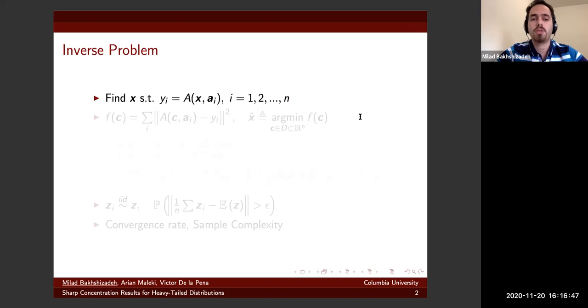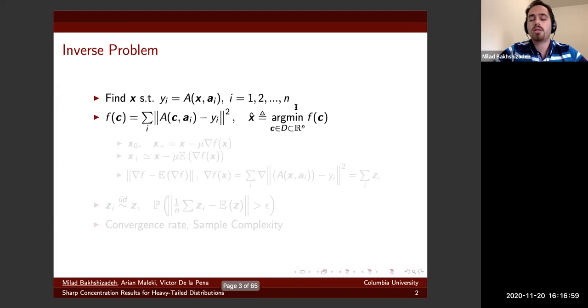In inverse problems, we are interested in recovering a signal x from its measurements y1 to yn. In the measurements, some sensing vectors a_i are involved, which are sometimes random. It's quite usual to define a cost function like this and minimize it to estimate the signal x. To solve this optimization problem, stochastic gradient descent is a common method where we start from a good initial point x0, and at each step we move toward the negative direction of the gradient. Note that the loss function f is random because of the randomness involved in the a_i.